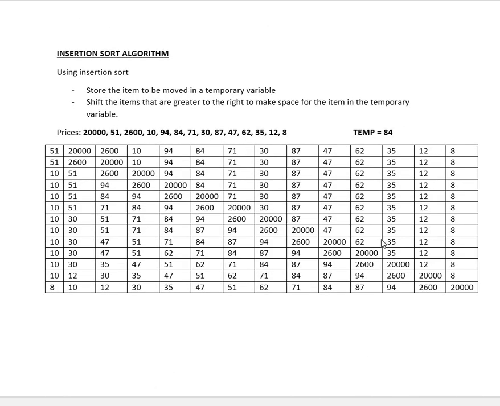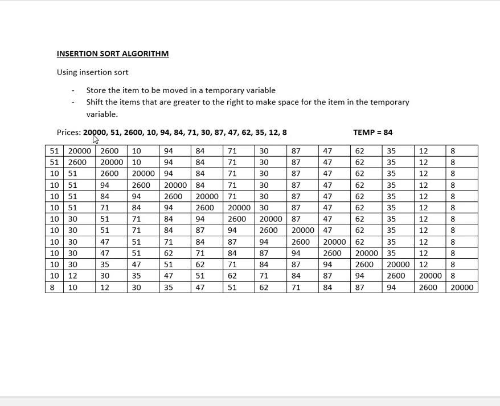Moving on now to our insertion sort, and we're going to be using the insertion sort algorithm. What this algorithm does is it stores the item that is to be moved. It moves items, so it's like a swap. You take out an item that doesn't belong, and you decide where is the correct place for it to go. You put it in a temporary variable, and then when the decision is made, you swap place with whatever is there and shift everything else to the right that is greater than it.